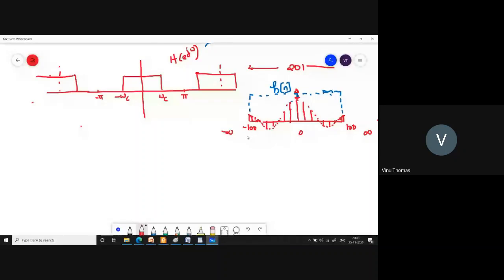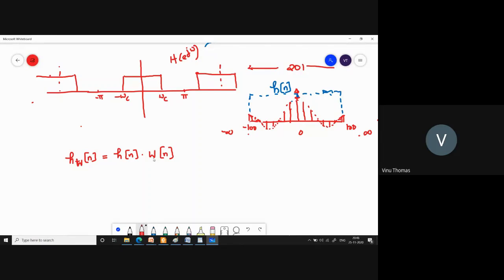So the truncated h of n, I will now represent it as HT of n. So this is a truncated h of n, or I can maybe call it the windowed h of n, or I can also call it HW, which is the windowed or truncated h of n. Which is actually the original h of n multiplied by w of n, right? Windowing function. So w of n is your windowing function.